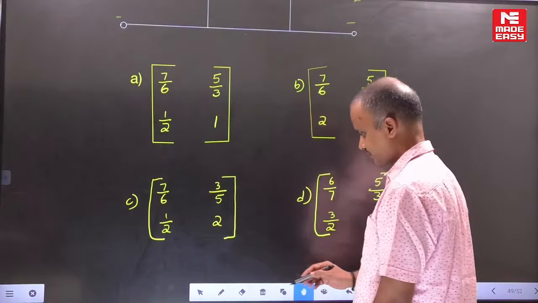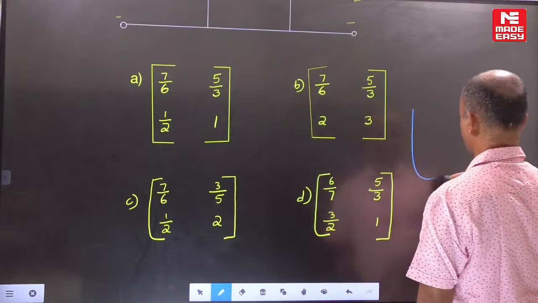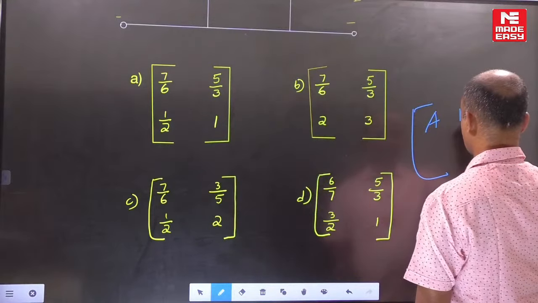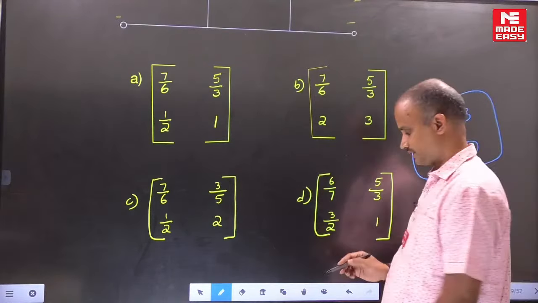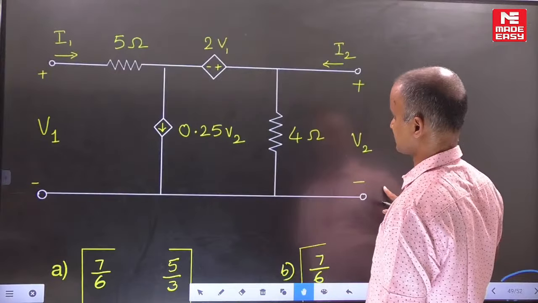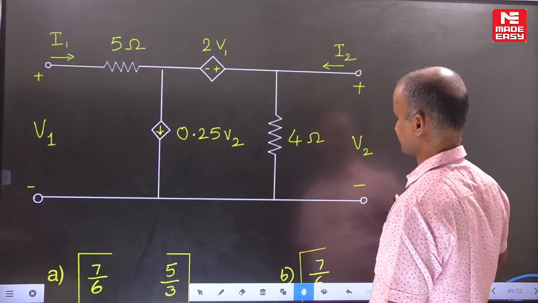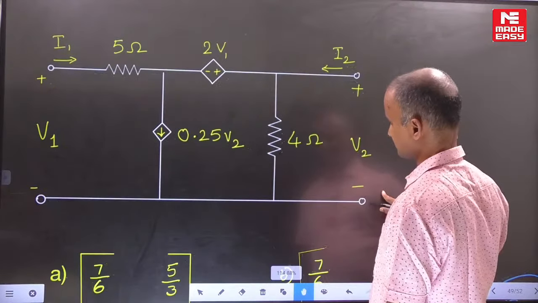Okay, options are also given. Now what is required is the ABCD parameters. That is the requirement. Okay, let's check it out. Let's write the KVL and KCL equations according to this given figure.